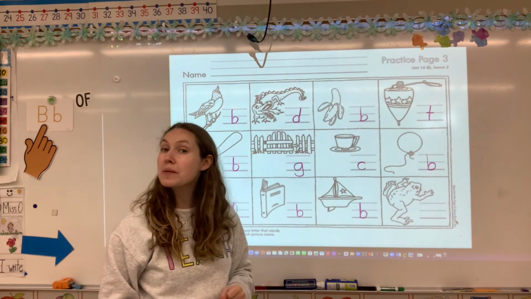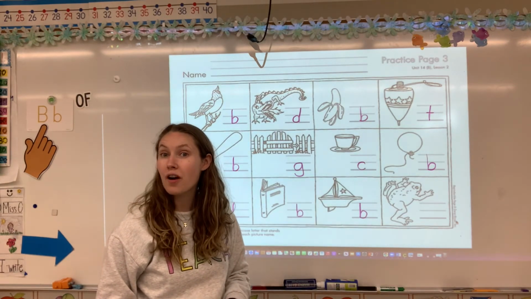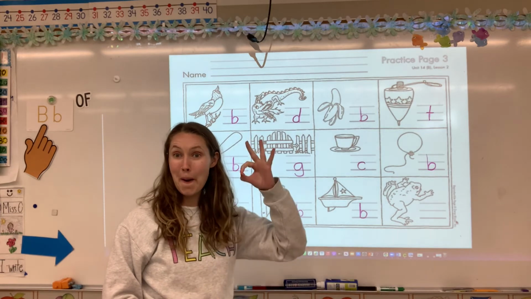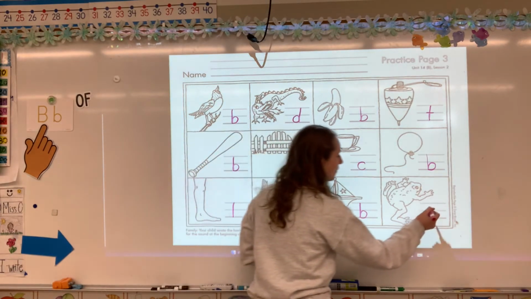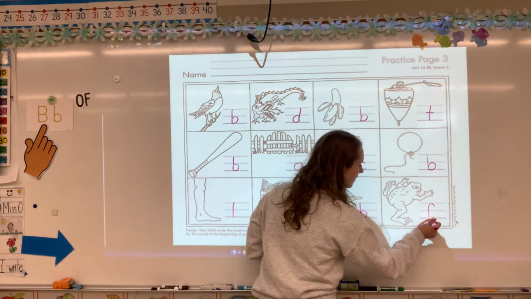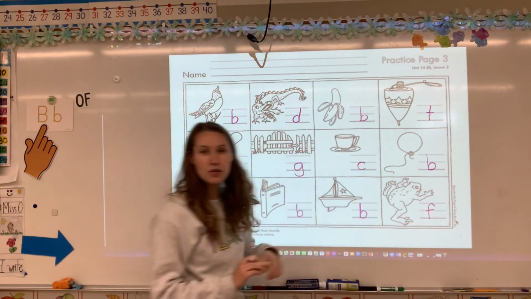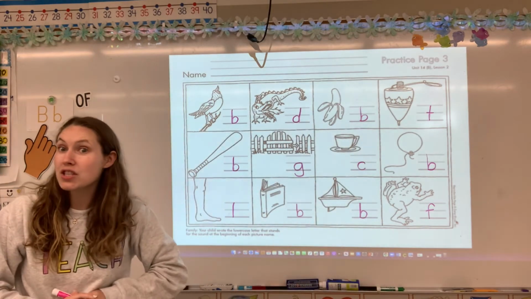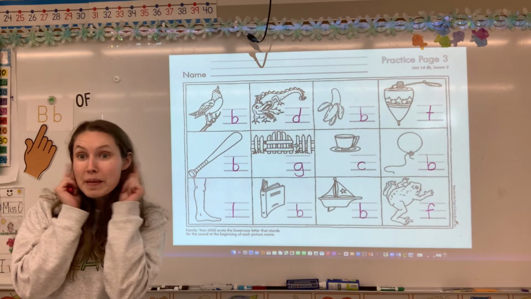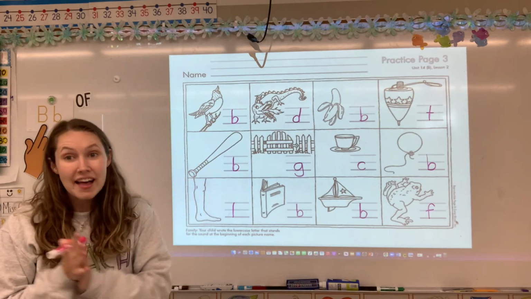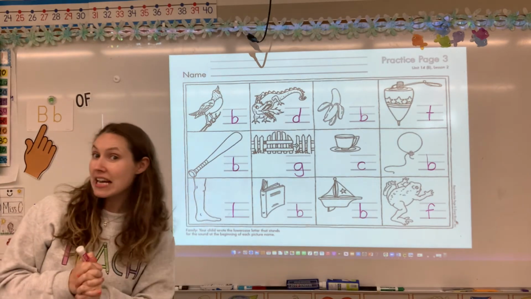Frog. What do we hear at the beginning of frog? It's an F. Great job, everyone. Oh my goodness. Look at all of those letters that we found. Such great encoding, listening to the beginning sound and writing it. I think our ears are warmed up and I think our hands are warmed up.